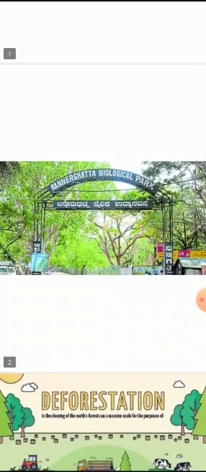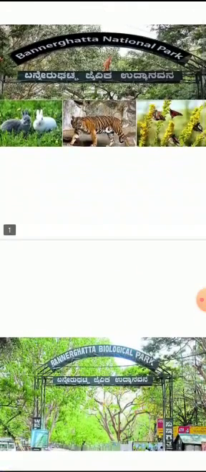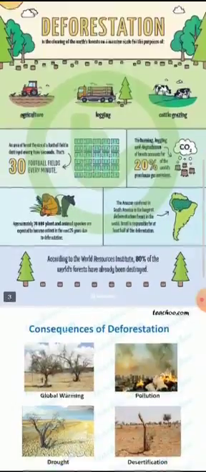Here I have shown you photos of the Bannerghatta National Park and the Biological Park, because we can see those kinds of animals in the national park. We are preserving and conserving those animals there because of the depletion of the forest area. Because of deforestation, we are conserving those kinds of animals in the national parks.